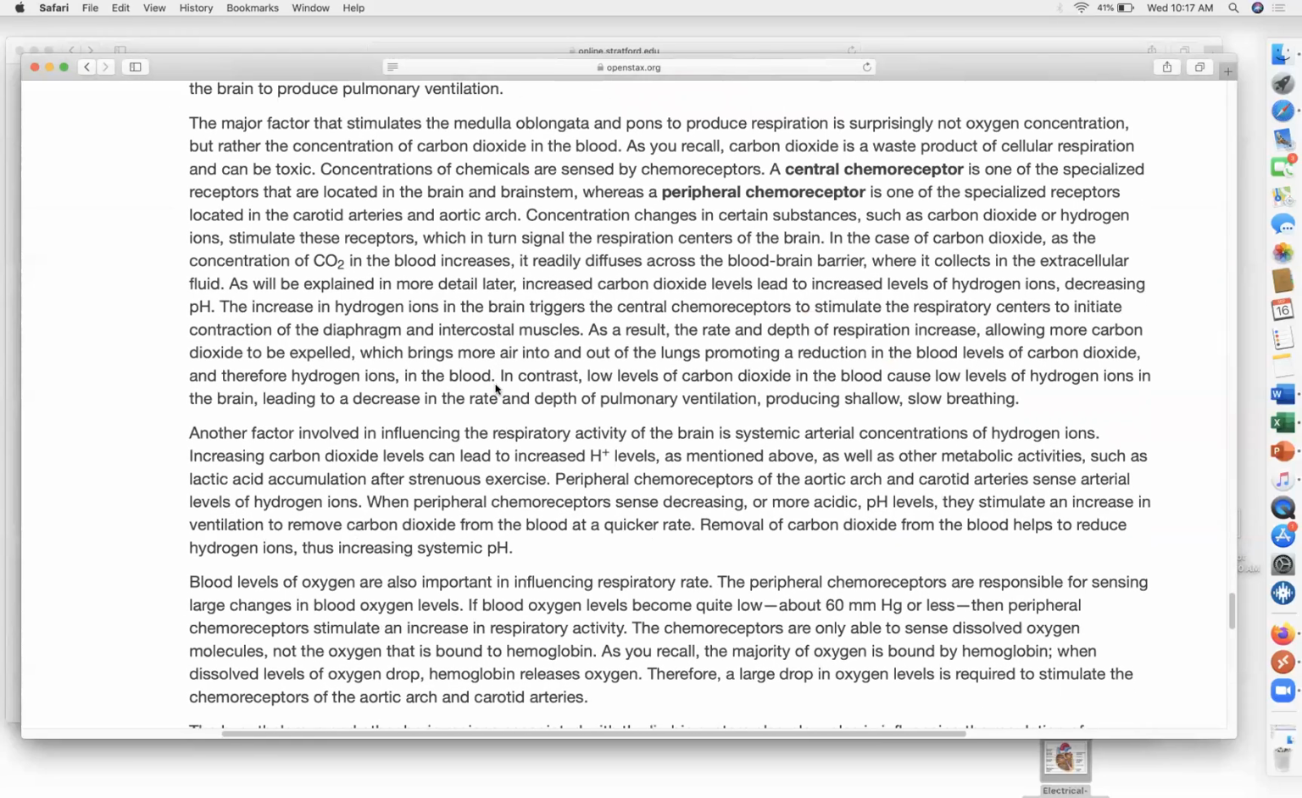Okay. And remember, CO2, carbon dioxide, is the main chemical that gets monitored, and it gets monitored through chemoreceptors. You have a central one, of course, in your brain stem, and then you have a peripheral one, which is located in your carotid artery and your aortic arch.